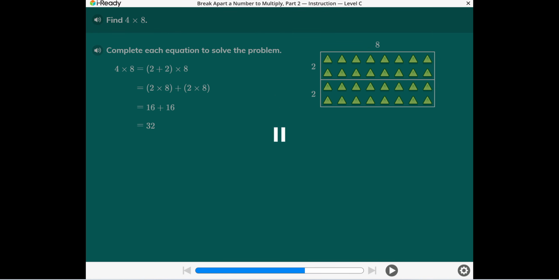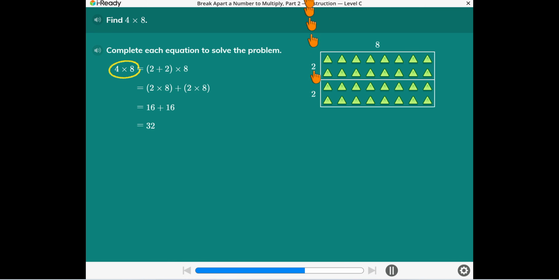Guys, 1 plus 1 equals 2, and then all the way to 60 plus 60 equals 32. 4 times 8 equals 32.